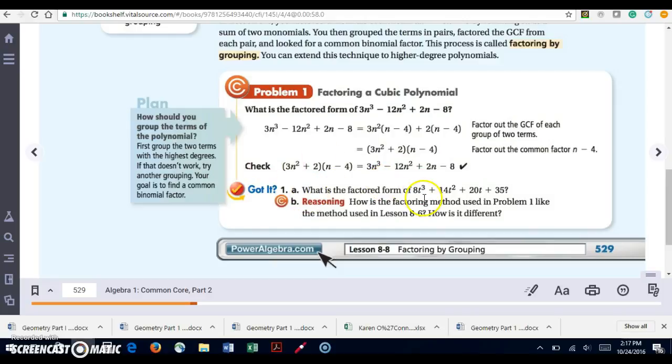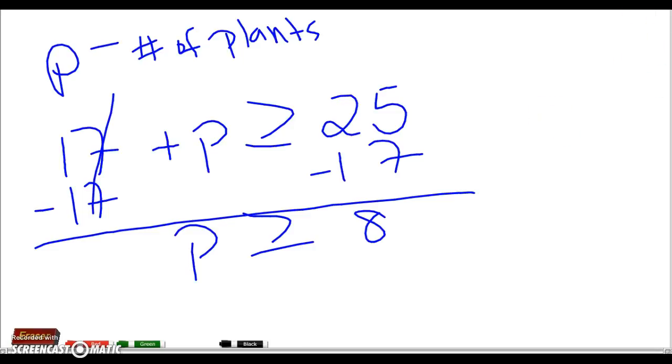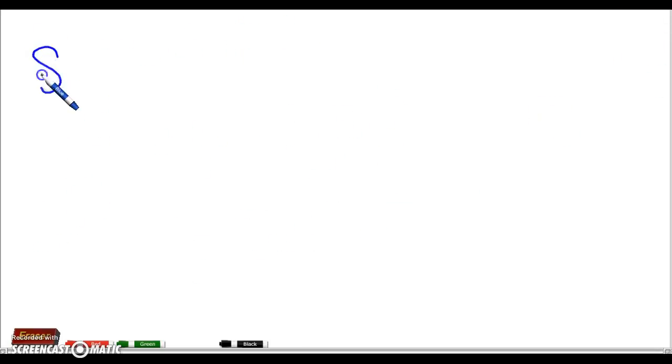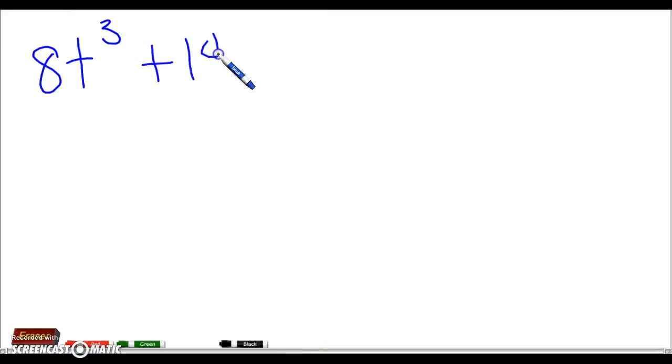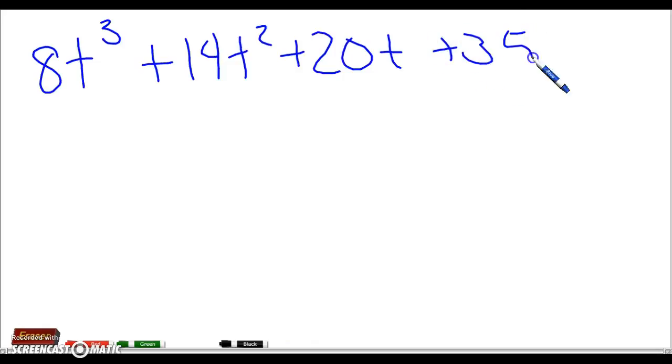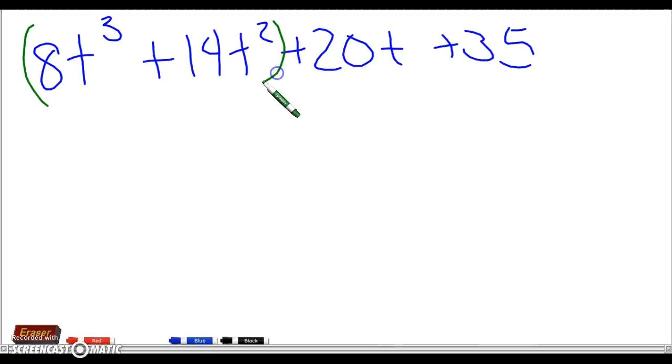All right, so now let's look at this one, 8t cubed plus 14t squared plus 20t plus 35. And again, I'm going to group them first. That's the first step I'm going to do. I know that the book didn't do that, but I think that's something that helps me.